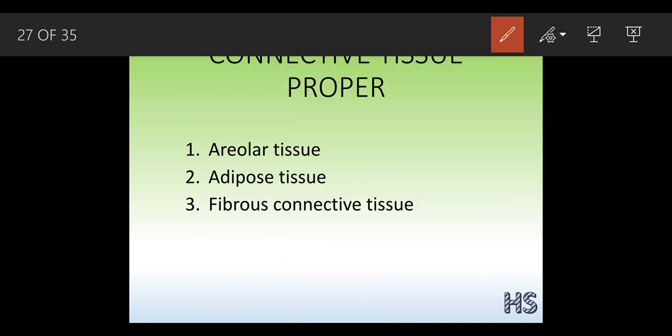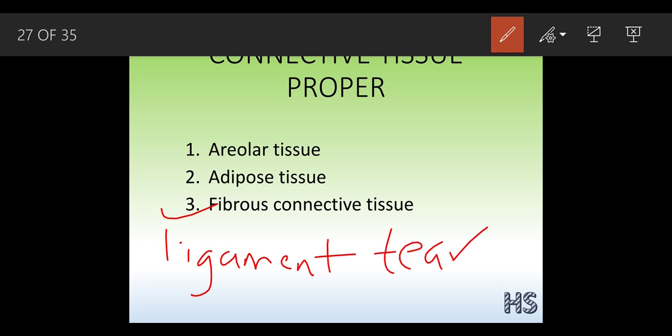And the next part is the fibrous connective tissue. As these connective tissues are made of fibers, we have already discussed this part. There are two types. First, ligament tear. Have you heard this word before? What do you mean by ligament tear? You have often seen footballers playing on the ground getting injured very often. Why do they get injured so often? Because of this ligament tear.